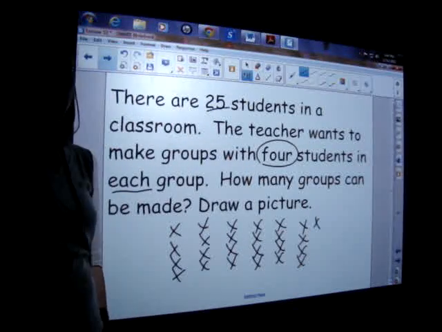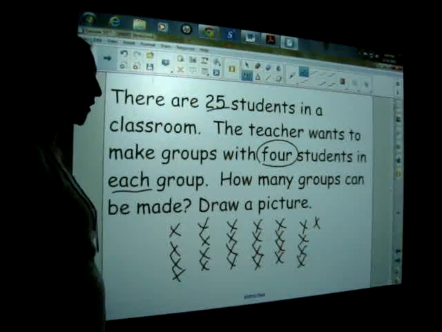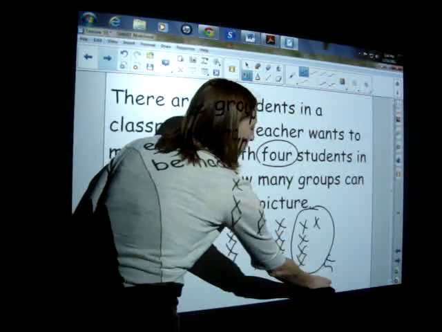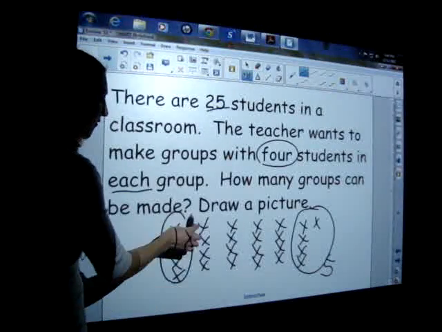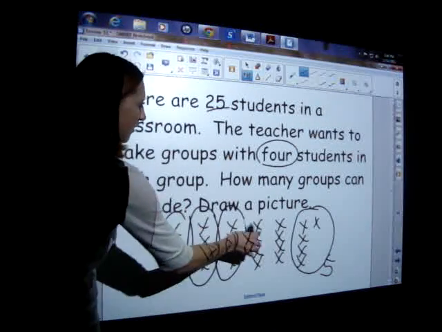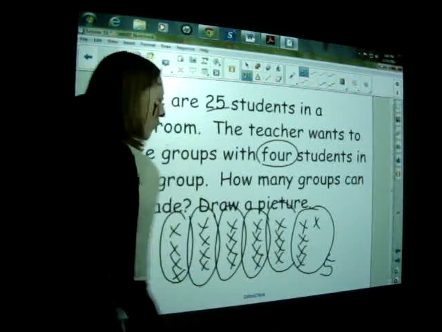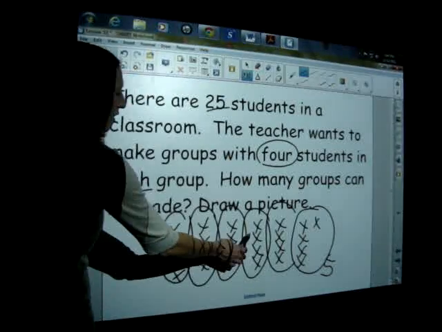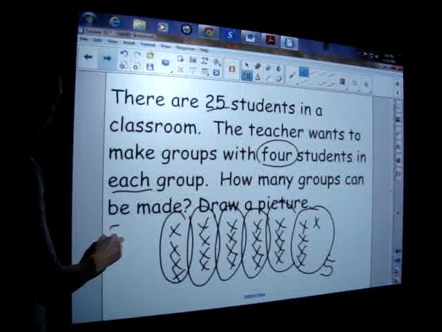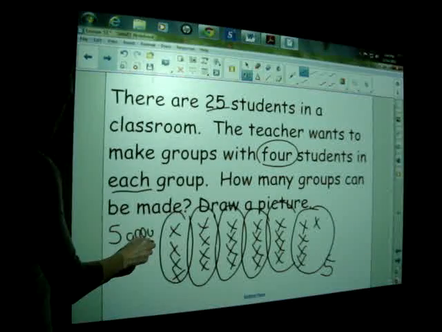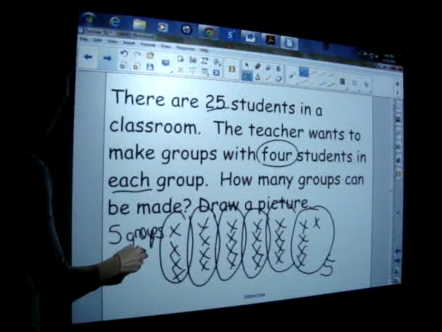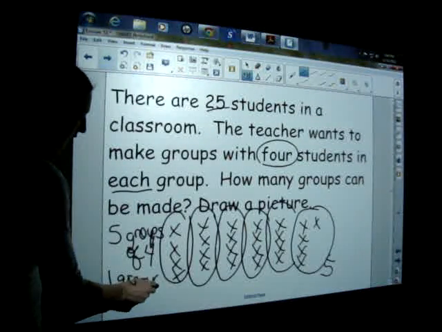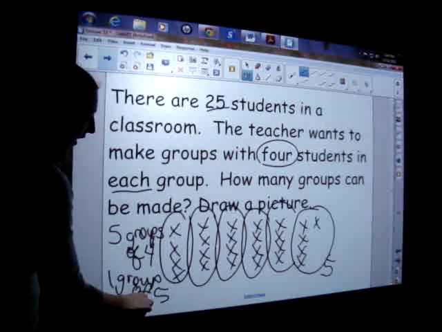So then there's 1 extra person. Well, that 1 person won't work by themselves, but you will have a group that has 5 people in it, while the rest have 4. So if we were explaining our answer, we're going to say that we have 5 groups of 4. And we have 1 group of 5.